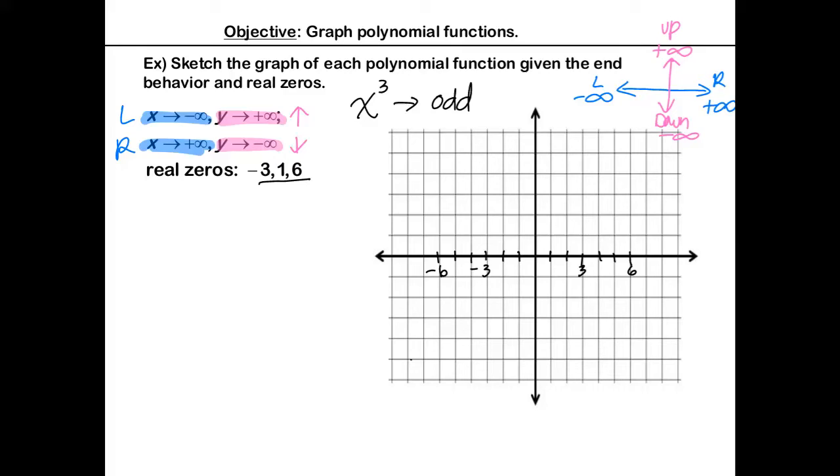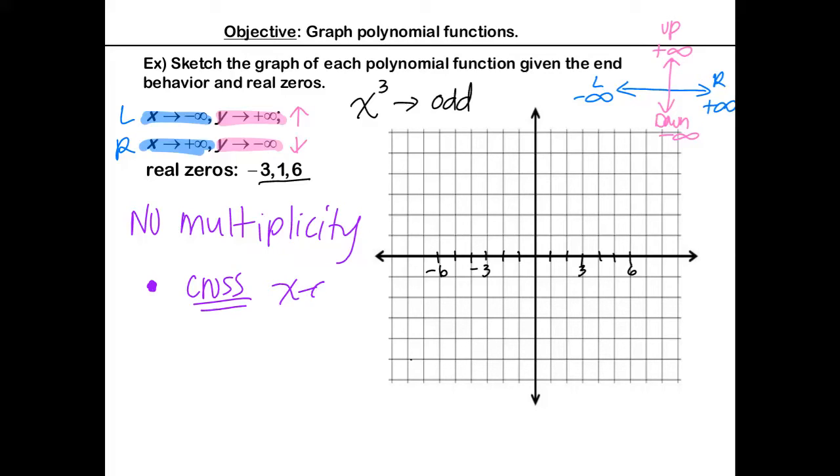Step two is to plot the zeros and note any multiplicity. So notice none of your zeros have multiplicity. This is no multiplicity on any of those. So I'm going to put a regular dot on my three zeros. And the dots mean I'm going to cross the x-axis. Okay? So at my three zeros, I've got the negative 3, put a regular dot. My positive 1, put a regular dot. And at the 6, put a regular dot.